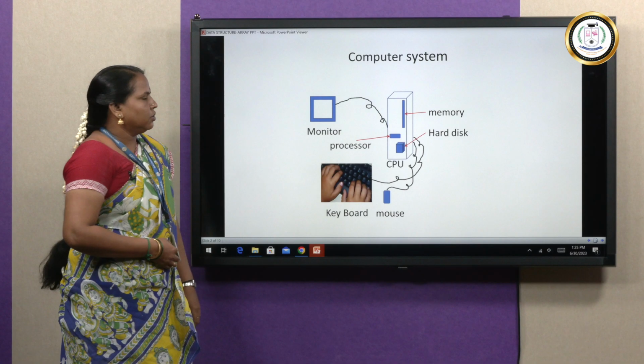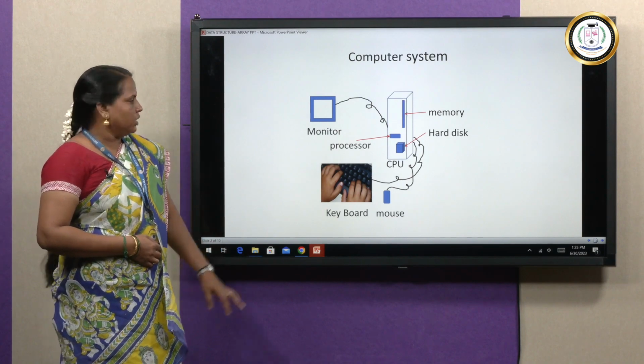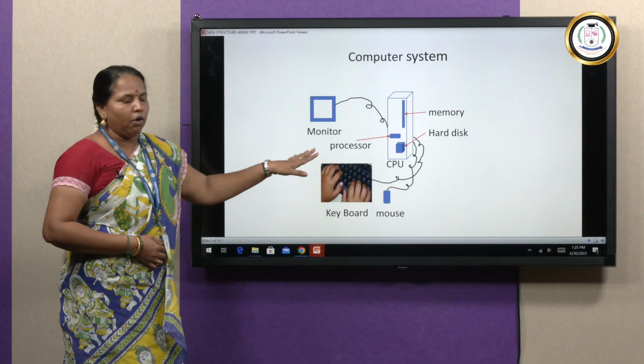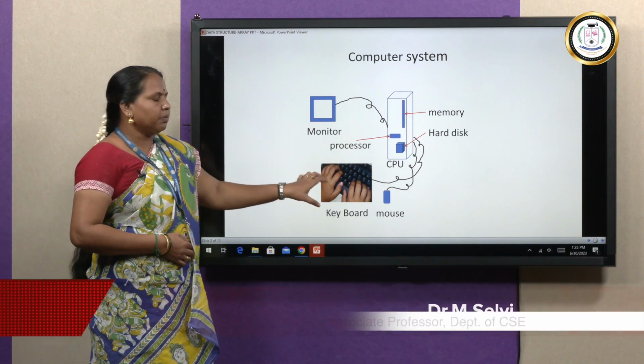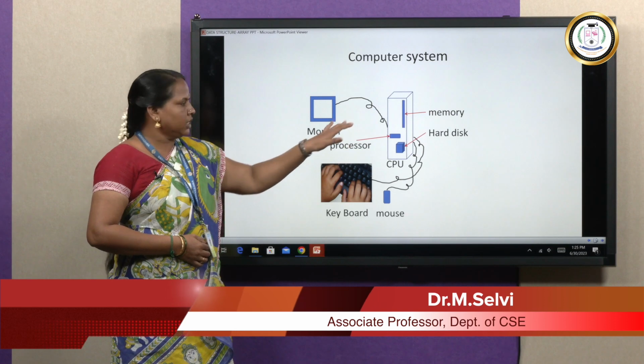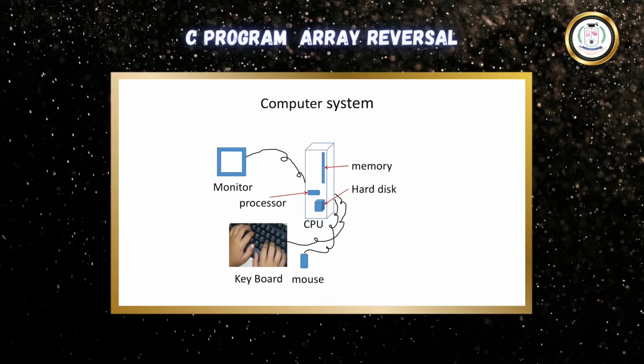So before that, we wanted to know what a computer system is all about. In the computer system, we have the keyboard, mouse, monitor, and the units of memory, hard disk, and a processor. When we type the input, it will be stored in memory, and using the processor we execute the program and get the output on the monitor. So this is what the computer system does.